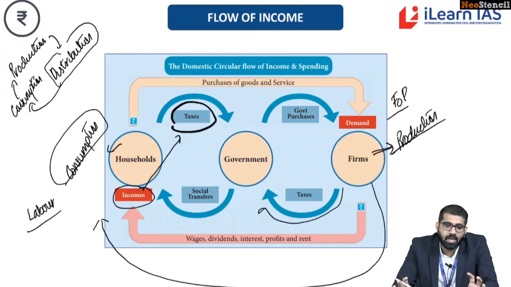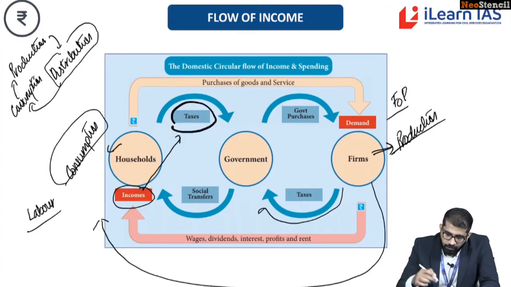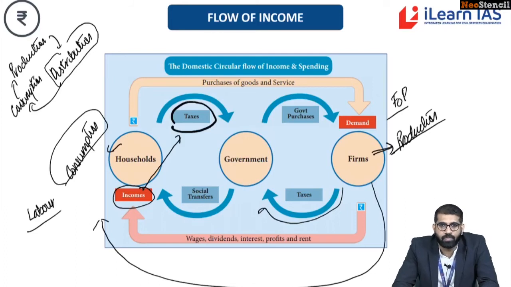That is the primary transaction. Then from government to that of households, how does income flow? There again, you just have to think it. We receive a lot of subsidies, right?